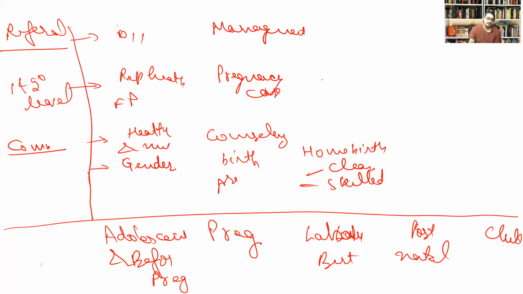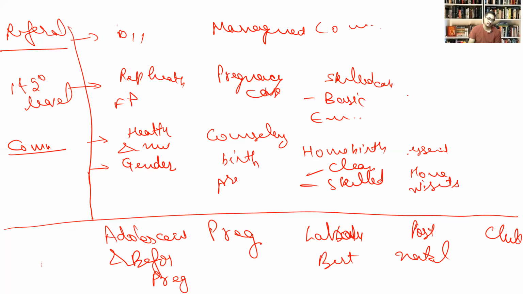So for primary and secondary level, we have to go for skilled care at birth and basic emergency obstetric care. Here, comprehensive obstetric care has to be given. Then, in the postnatal period, at the community level, we have to provide services of essential newborn care and postnatal home visits. So, home visits have to be planned here. And here we have to provide essential newborn postnatal care of small and sick children.